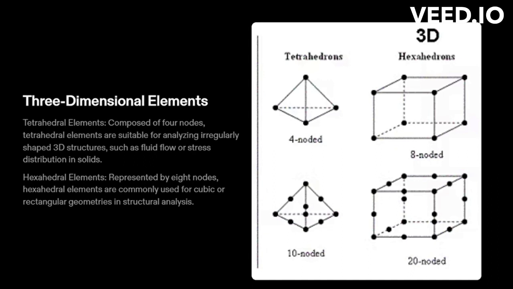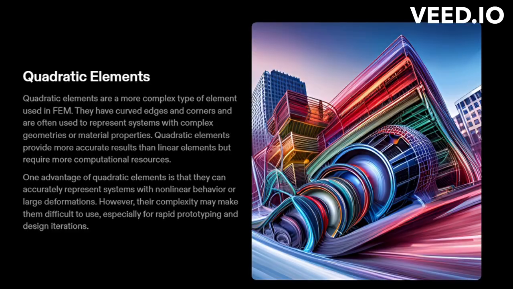Three-dimensional elements. Tetrahedral elements are composed of four nodes. Tetrahedral elements are suitable for analyzing irregularly shaped 3D structures, such as fluid flow or stress distribution in solids. Hexahedral elements are represented by 8 nodes. Hexahedral elements are commonly used for cubic or rectangular geometries in structural analysis.